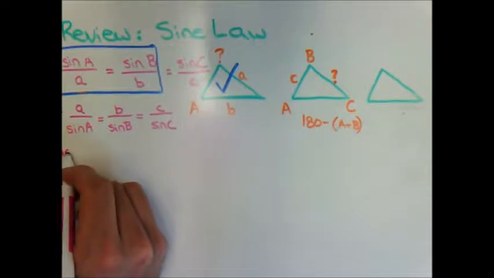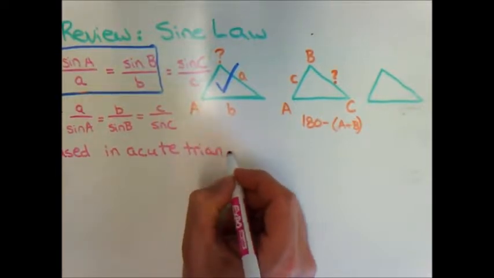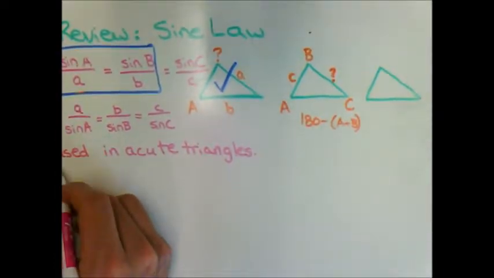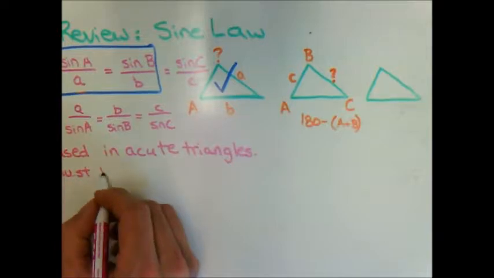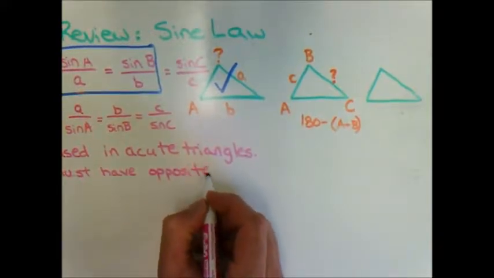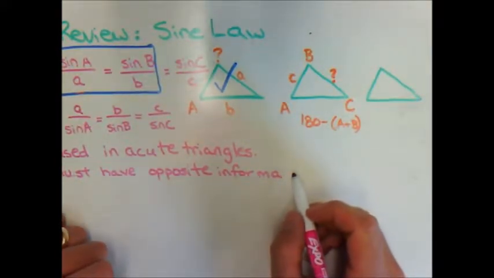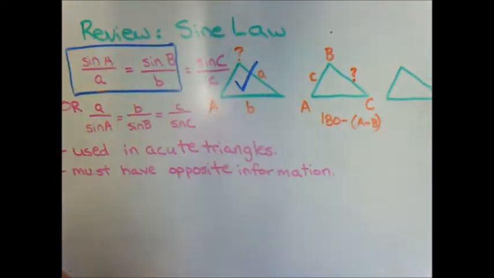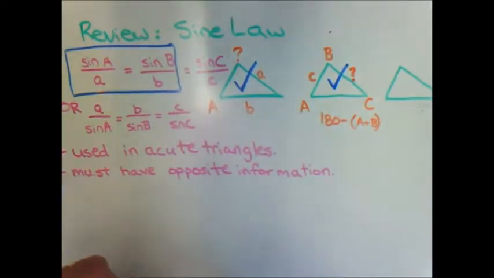And then one last note, this is only used in acute triangles, and we must have opposite information. You know what that means by now, right? Opposite information means having the measure of an angle and the length of the opposite side. It's an acute triangle. So this middle triangle gets a check mark. We can solve that one using sine law.